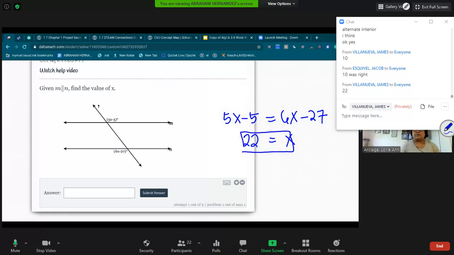We're getting this. Okay, James said 22. I think that's right. Yeah, let's put it in.